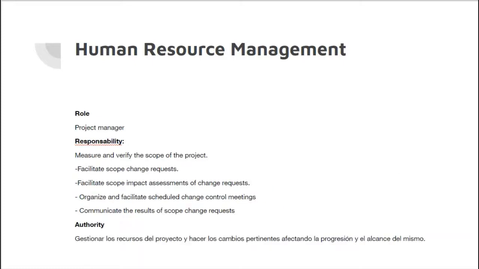The final role is the project manager. His responsibilities are to measure and verify the scope of the project, facilitate the scope change request, facilitate scope impact assignments of change requests, organize and facilitate schedule change control meetings, and communicate the results of scope change requests. And his authority is to manage the resources of the project and change the progress and the scope.